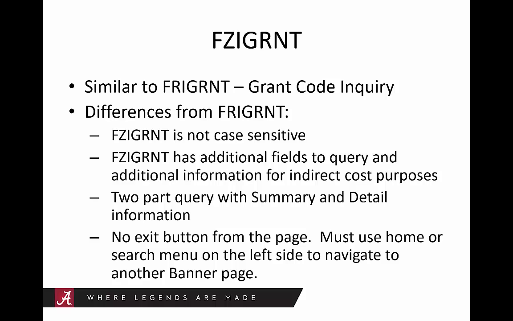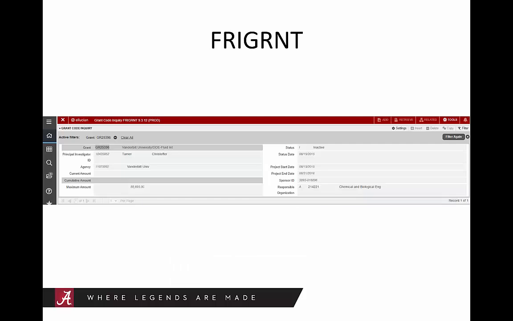This query is a two-part query with summary and detail information. And again, there's no exit button from the page. You must use Home or the Search menu on the left side to navigate to another Banner page. Here's a screenshot of FRIGRNT. The page opens in query mode where you must enter a value to query on. In this case, I chose GR25396 to query.